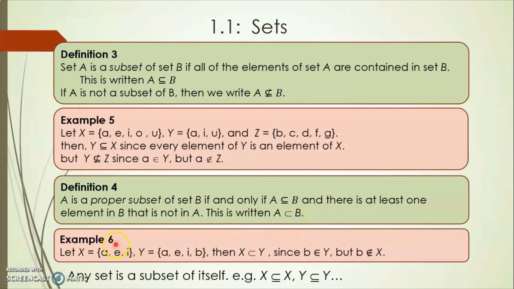So let us see example 6. Let's say we have x equals {a, e, i}, y equals {a, e, i, b}. Then you can say that x is a proper subset of y. So x, {a, e, i}, is contained in y, but at least one element of y is not in x. You can also use this notation x subset of x, for any set is a subset of itself.